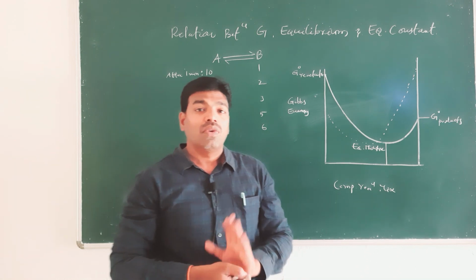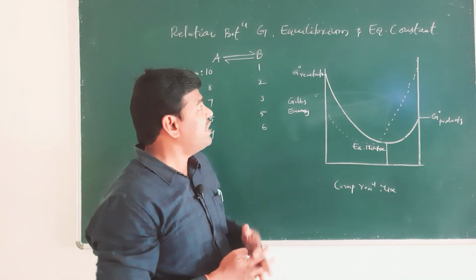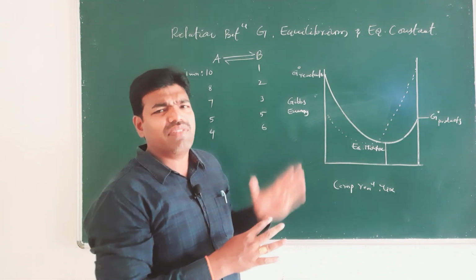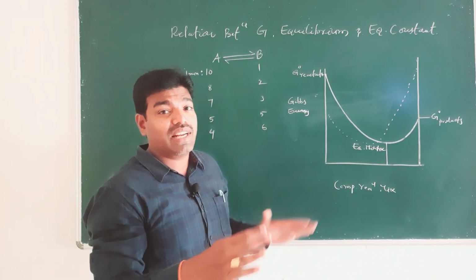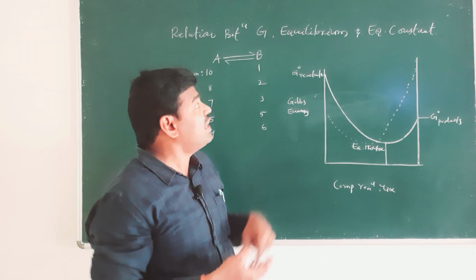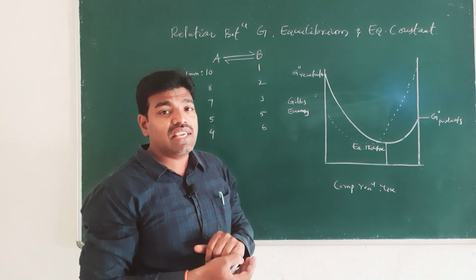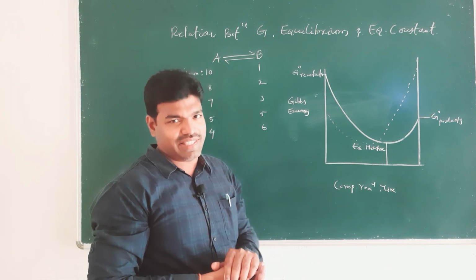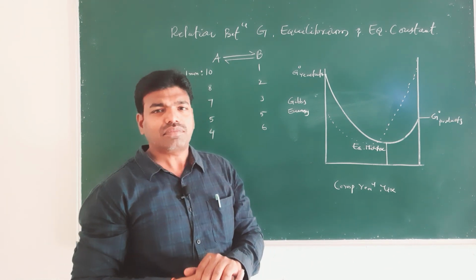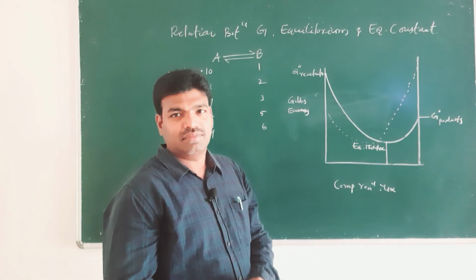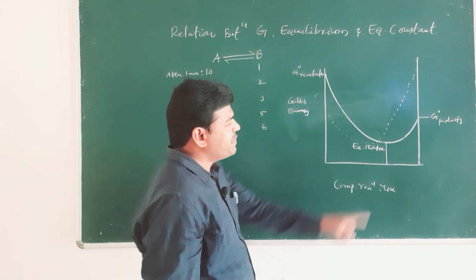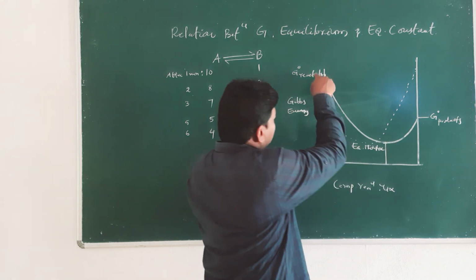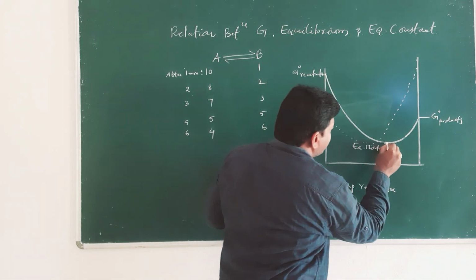But what is the relation between Gibbs energy and the equilibrium constant? Now let us consider the relation between Gibbs energy and the equilibrium constant. For example, this is the scale of Gibbs energy. This is the Gibbs energy minimum.